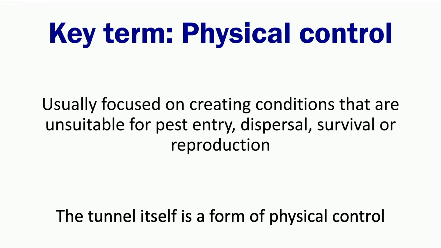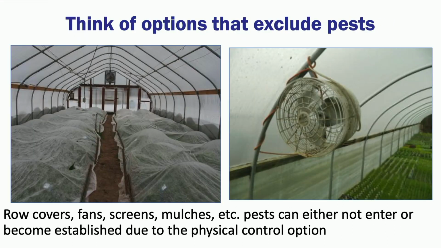And the first is physical control. So physical control is this idea that we can prevent pests from entering an area, or that we can disrupt their dispersal, their survival, or their reproduction. A big strategy that involves physical control is a row cover, putting something over the top of the plant. I would argue the tunnel itself is kind of a giant metal and plastic row cover, but you could have more row covers that you can put down.